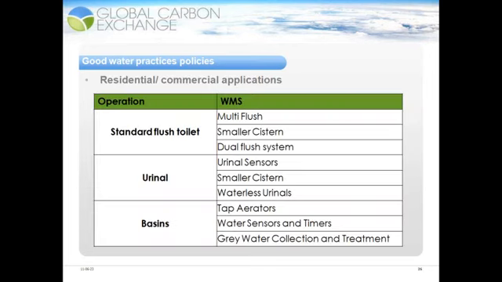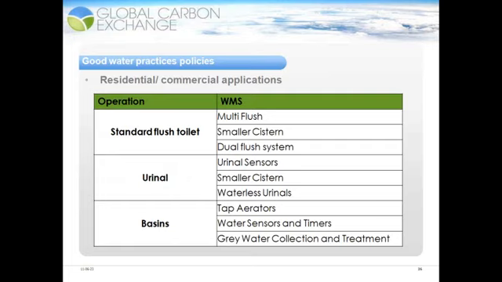So looking at just the residential or commercial applications, I've put together a list of certain interventions that you yourself around the home or around your commercial space can start to implement, which you would have come across through a water management strategy. But these are just a couple of tips that you can maybe use around the facility.